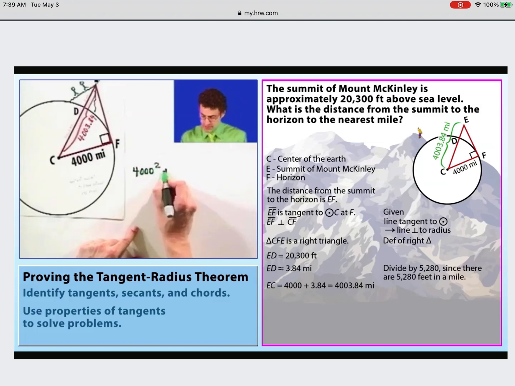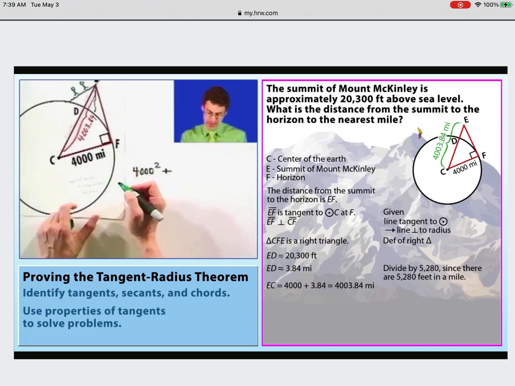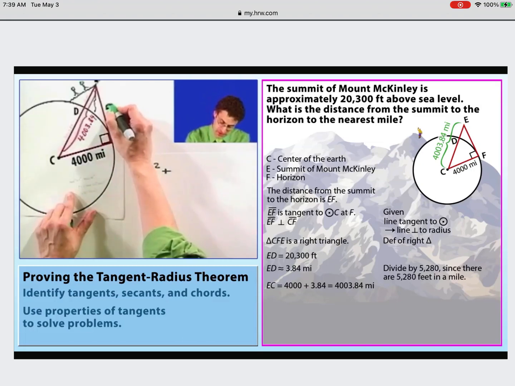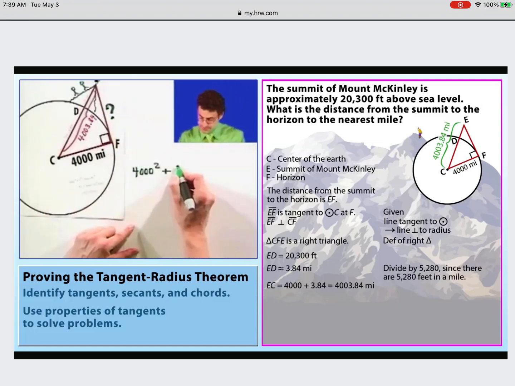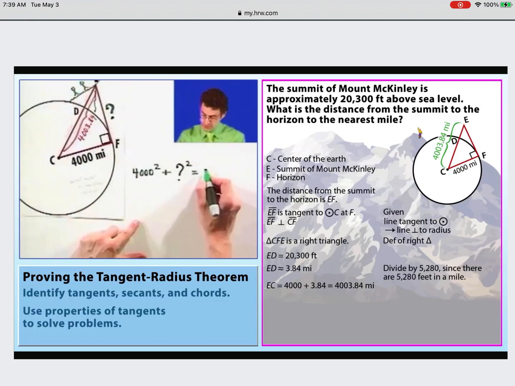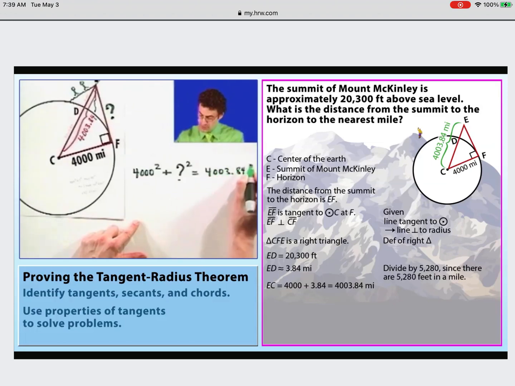4,000 squared plus this thing, and I don't know what that is, so I'll give it a name. I'll call it question mark. You could call it X. Most people call it X. I'm going to be a little silly and call it question mark to show you the math still works. So question mark squared equals, well, the hypotenuse squared, 4,003.84 squared.